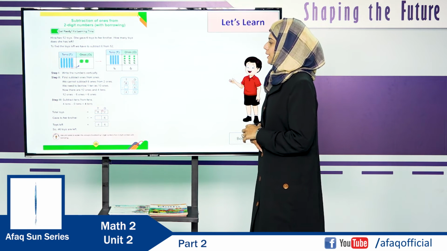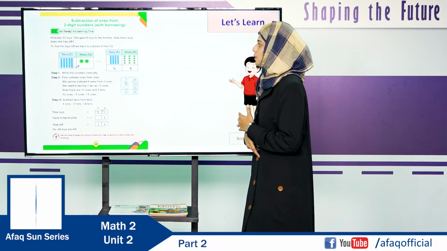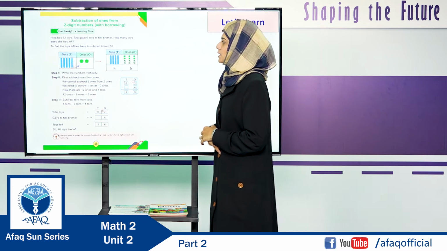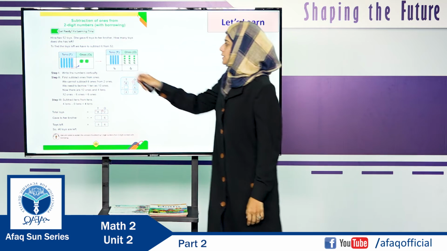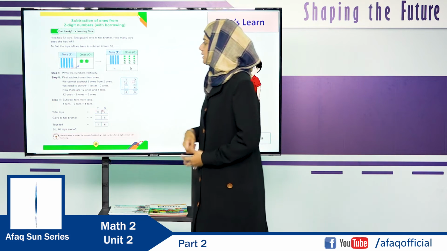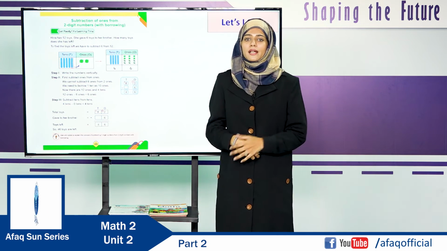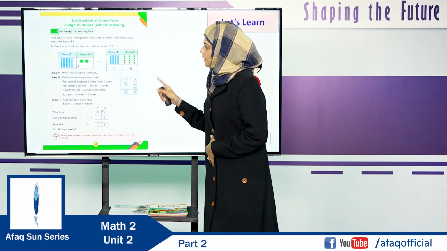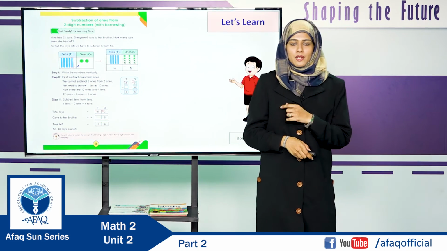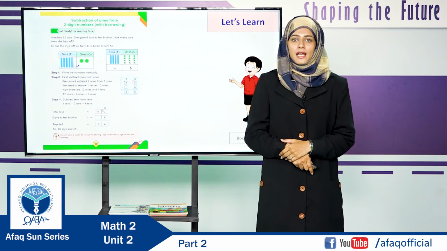Let's read the statement. Hina has 52 toys. She gave 6 toys to her brother. How many toys does she have left? Now we have to minus 6 from 52. Now write in the columns and start from the right side. First subtract ones from ones. I think we have solved this question previously. So students, repeat and solve this question on your own.